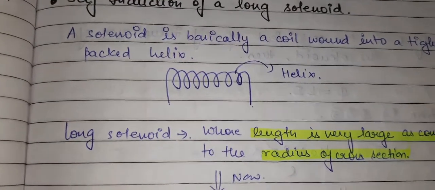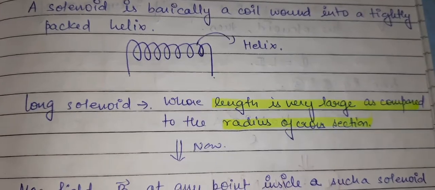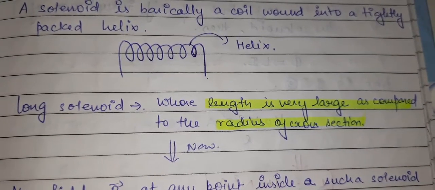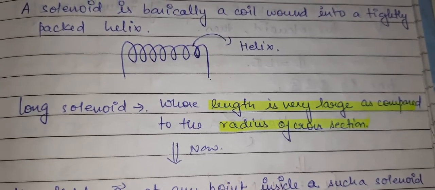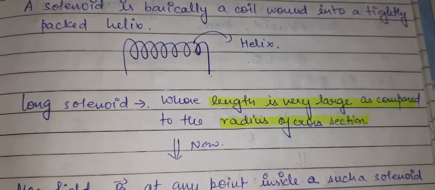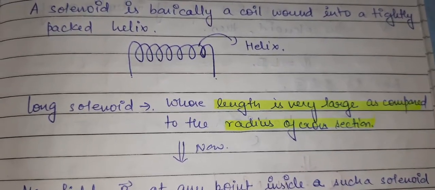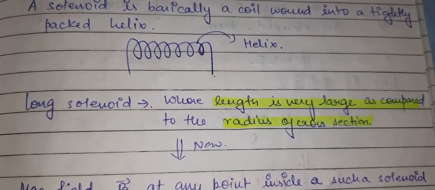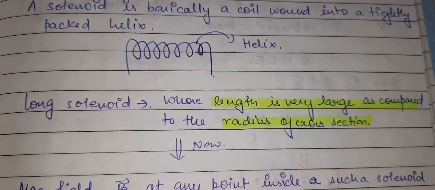And if we are talking about a long solenoid, what is it all about? A long solenoid is one whose length is very large as compared to the radius of the cross section. If you look at the helical structure of the long solenoid, it looks like a very long spiral coil. But if we compare the length of the spiral coil with the radius of the cross section of each coil, the length is very large as compared to the radius.